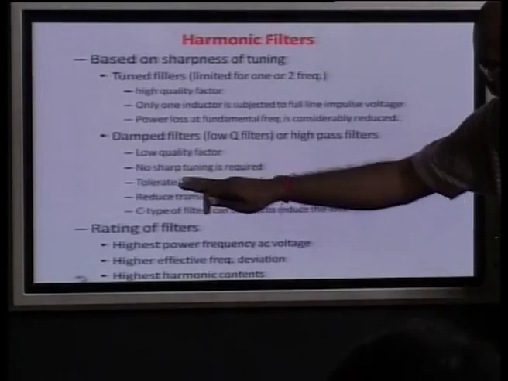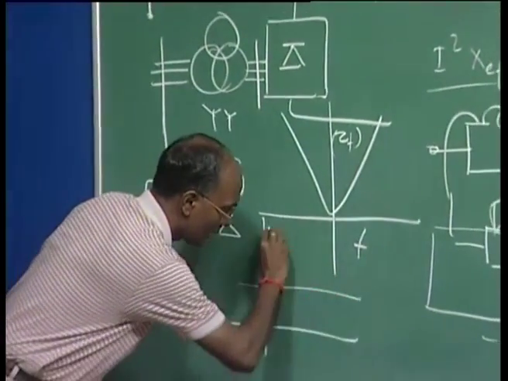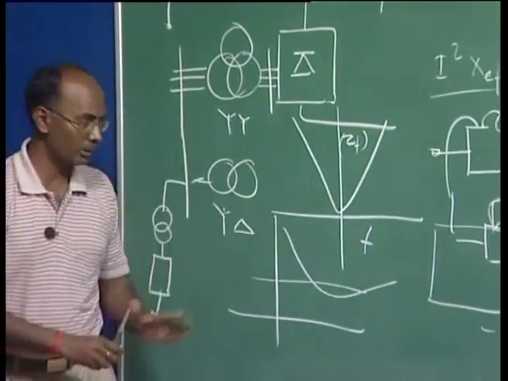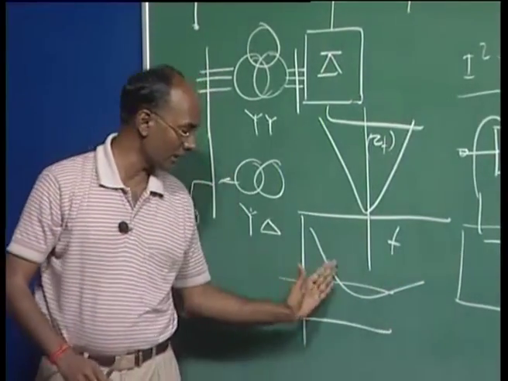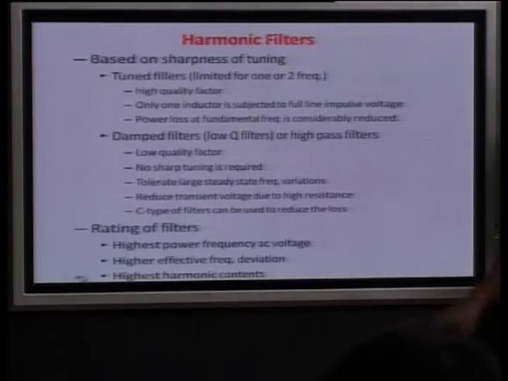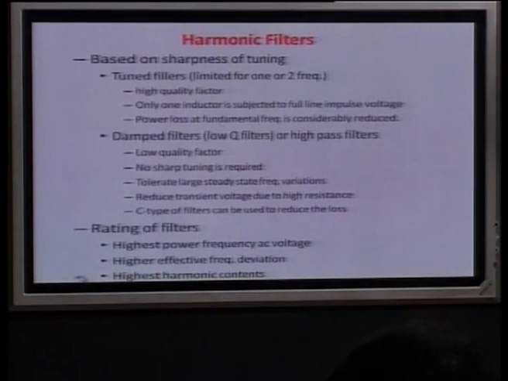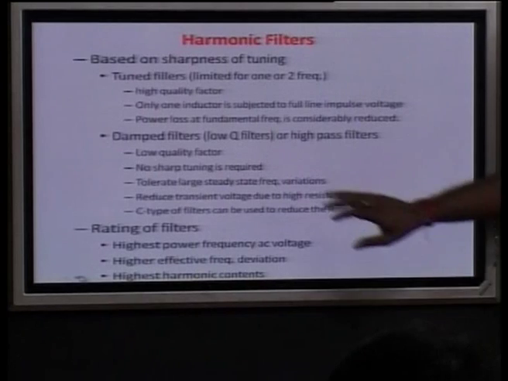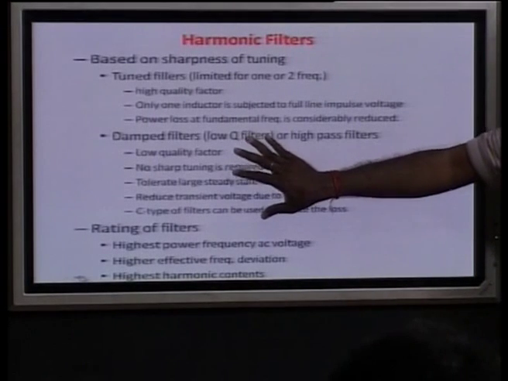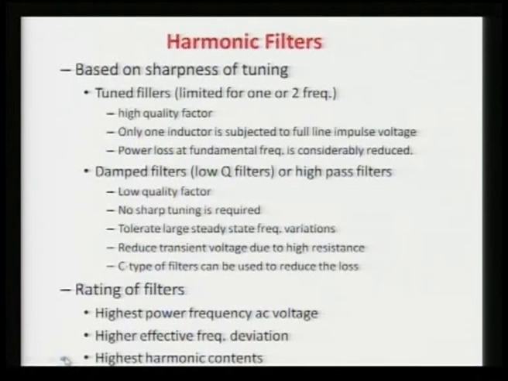But in the band pass filter, its characteristic goes like this. So it passes a band here, and the remaining is reduced. It also reduces the transient voltage due to the high resistance in the circuit. Another point: C type filters can be used to reduce the loss. This is the more lossy, but if C type filters are used, then the loss will be reduced.